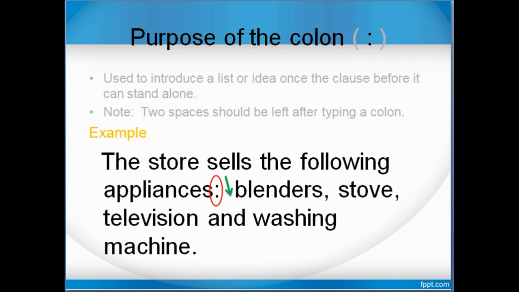So let's go over this example again. The store sells the following items. We place our colon there because the clause can stand alone. We skip 2 spaces, then we start to type our list: blender, stove, television, and washing machine.